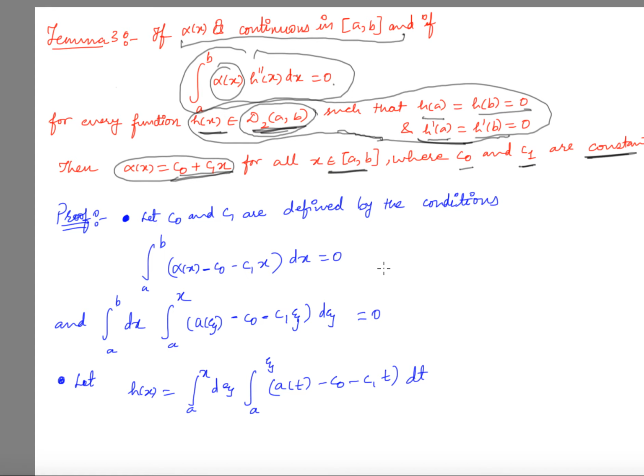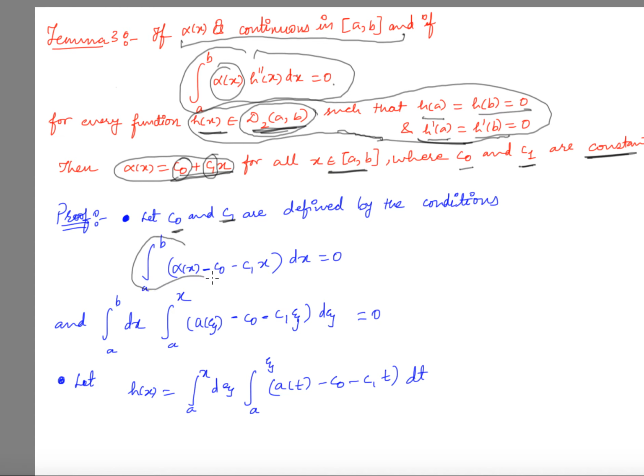Lots of intuitions are involved in actually proving this lemma, but we can just go technically and see how this lemma is proved. You can see that there are two constants involved. So you have to choose these constants wisely, and for choosing two constants you need two equations. So let c naught and c1 be defined by these conditions.